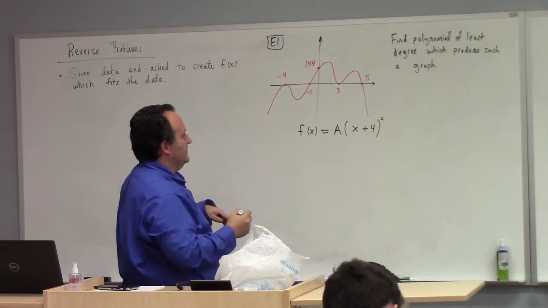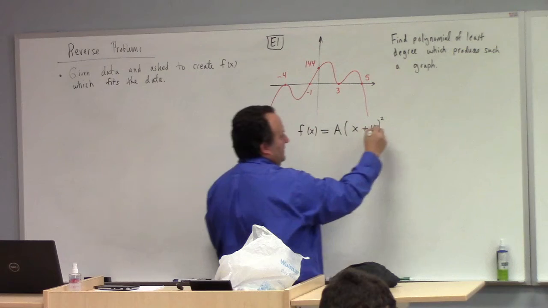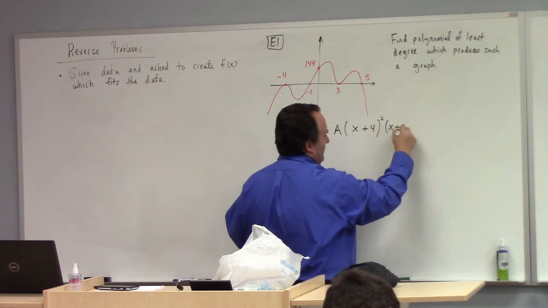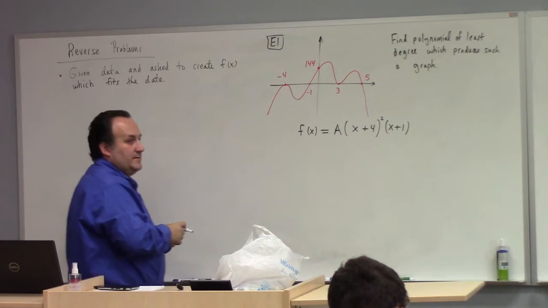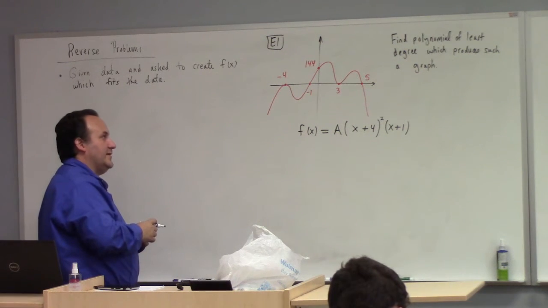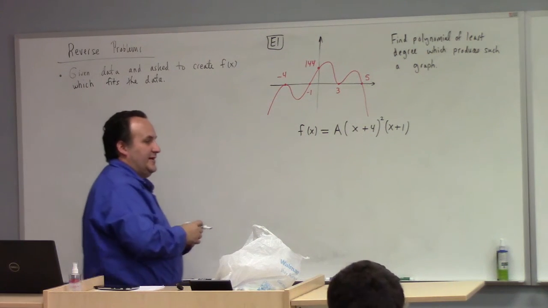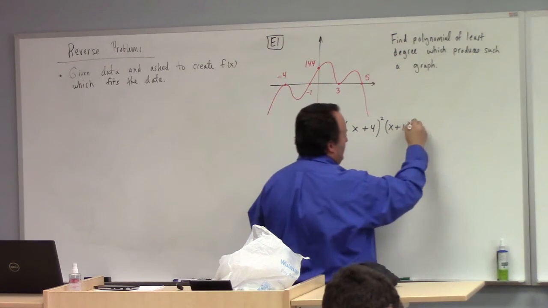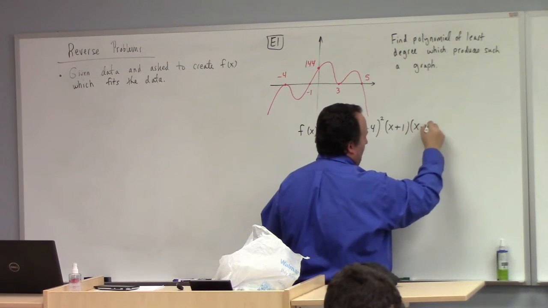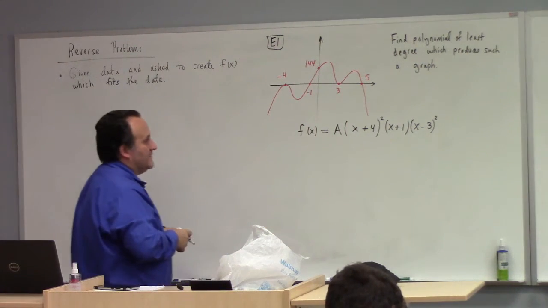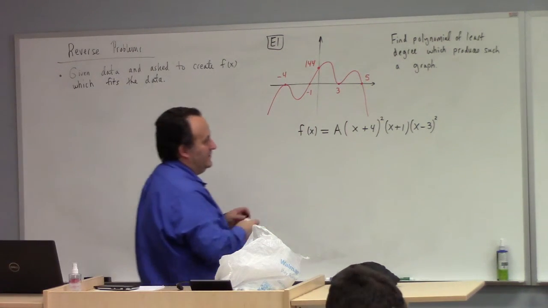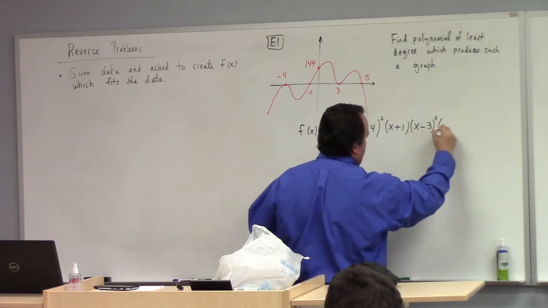Then I get to minus 1. That means I want an x plus 1. I don't need to square it because this time it doesn't bounce, it just crosses, right? Then I get over to 3. So that means I want an x minus 3. But x minus 3 alone would make it cross, so I need to square it to make it bounce. All right. And then I get over to 5. So I have an x minus 5.